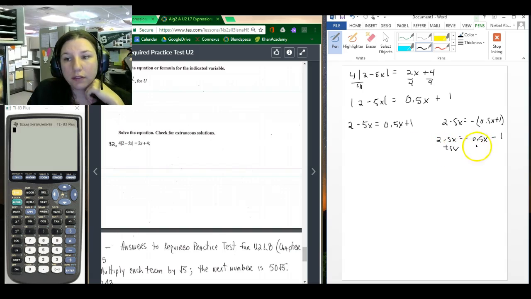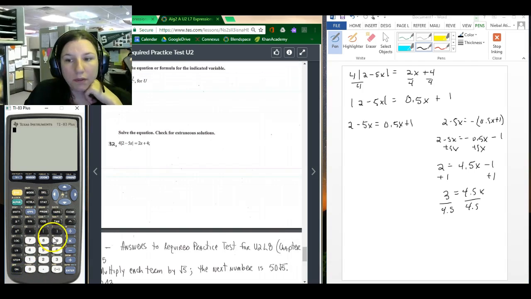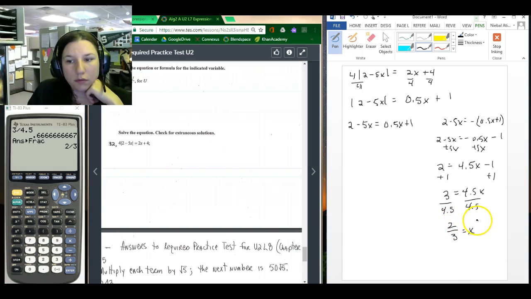Let's add 5x. So we have 2 equals 4.5x minus 1, and then add 1. And then divide by 4.5. At any point, you can use the graphing calculator to help you with the fractions or the decimals. 3 divided by 4.5. Let's change that back to a fraction, because that's how your answers are given.